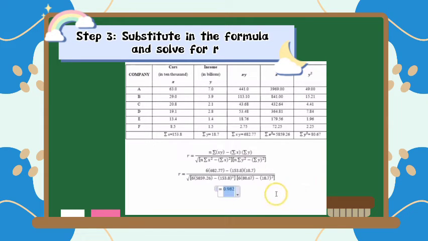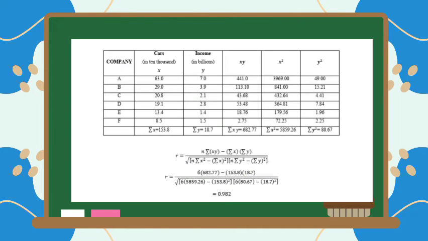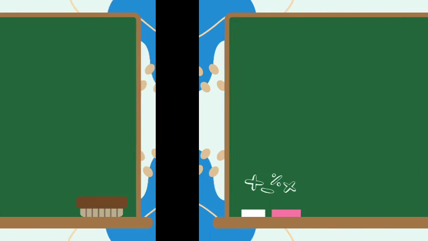So using the calculator, we will be able to find the correlation coefficient, which is 0.982, rounded to 3 decimal places. Since the correlation coefficient is 0.982, which is closest to positive 1, it therefore suggests a strong relationship between the number of cars a rental agency has and its annual income.